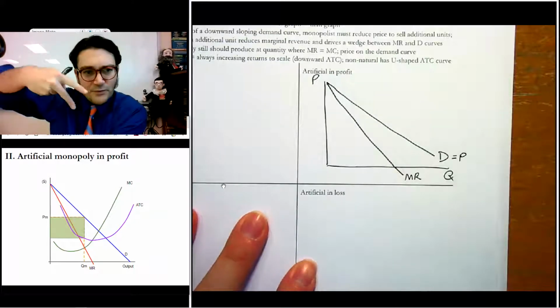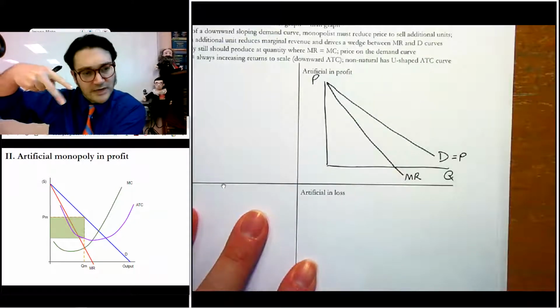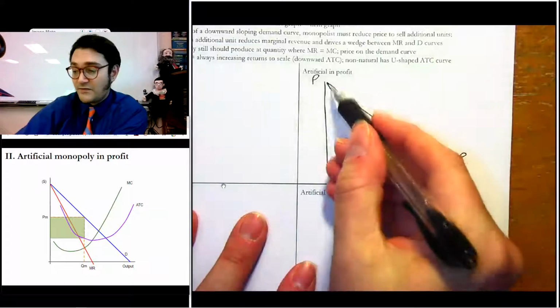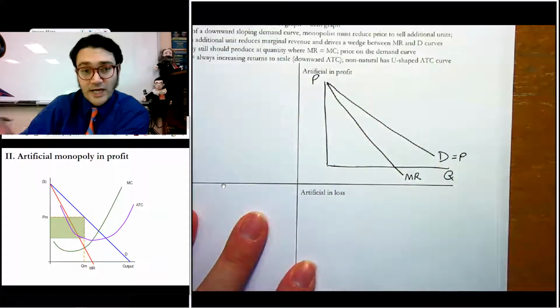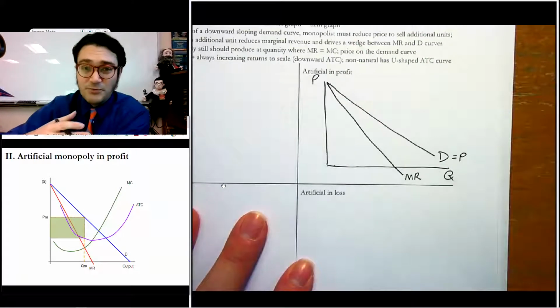So we've got this kind of throwdown. We're throwing down demand and marginal revenue, and they're only the same at the very first unit of production. But after that, they split apart. Now, from here on out, it's pretty much drawing what we drew with perfect competition.